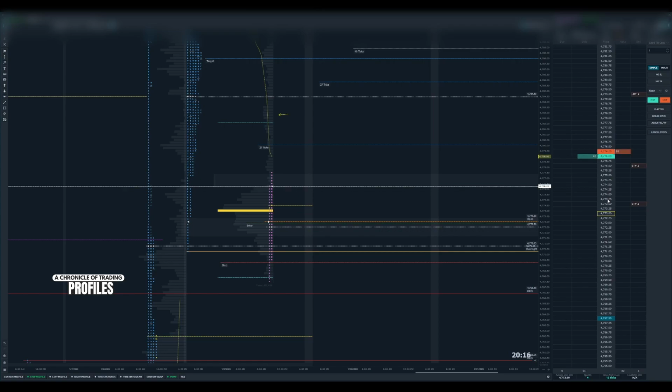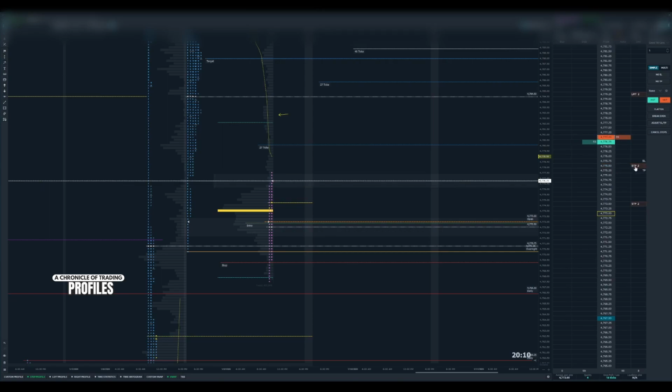Here I move that stop up, and I figure if we come back down through that node, I don't want to be in a rotation. I want this to move forward. Here I give it just a little extra room.